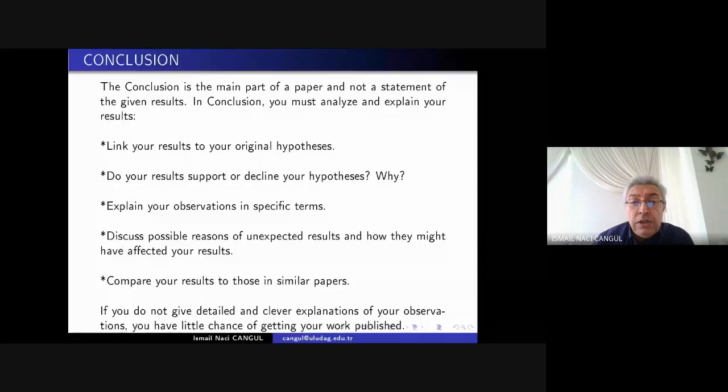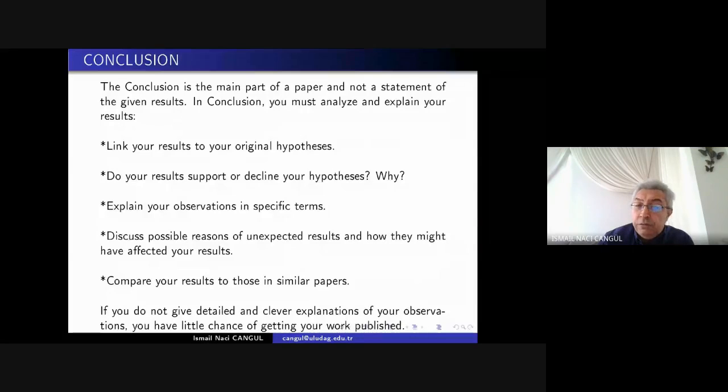Conclusion is important. Usually we are upset with this conclusion part. We write a copy of our statements, our results, in the conclusion. The theorem says this is so. In conclusion, we say this is so, is shown. They can read it. No need to write the same thing again. So the conclusion is the main part of a paper and not a restatement of the given results. Okay?